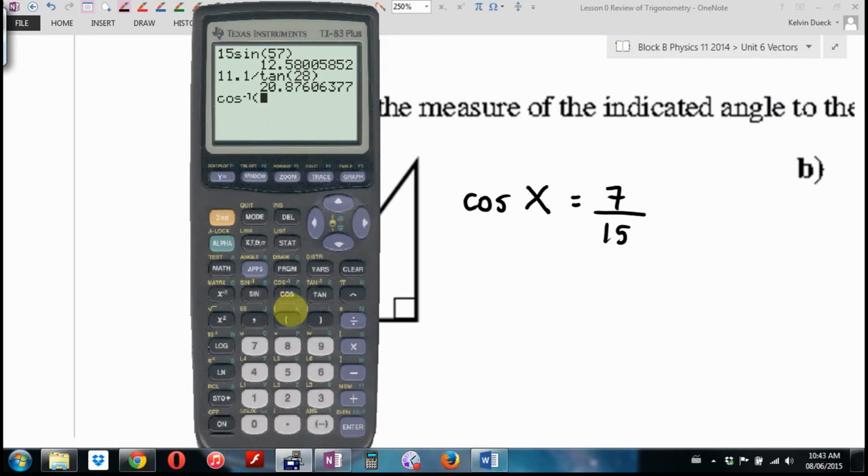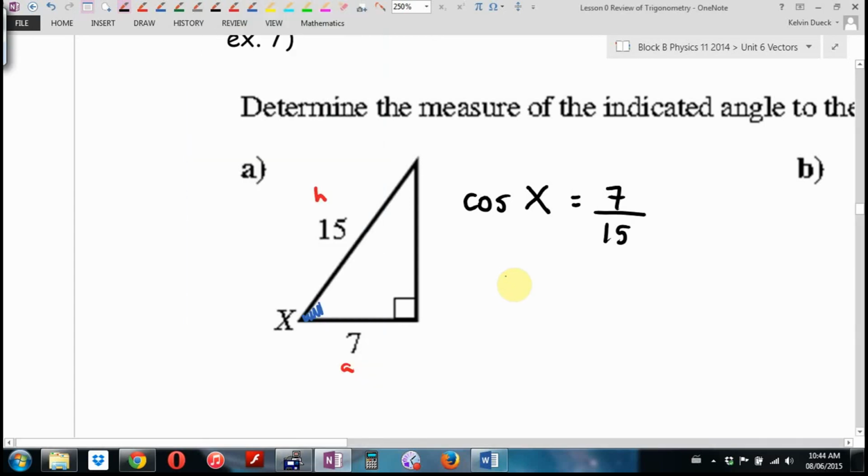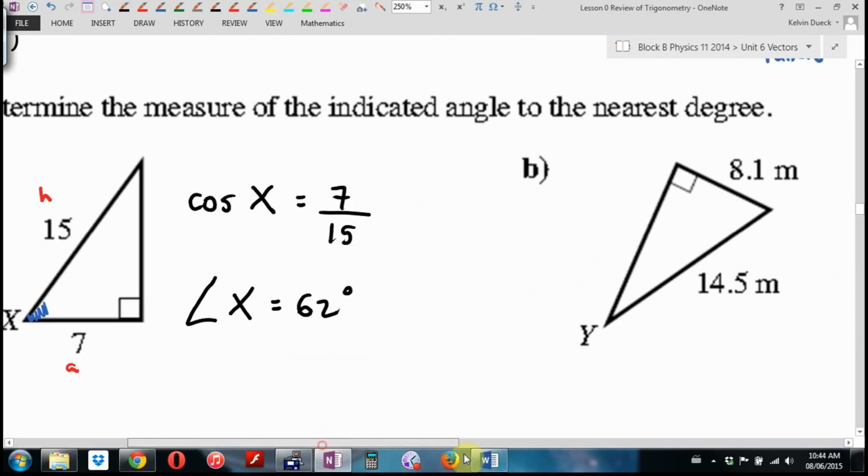Since it's 7 over 15, if you don't have a bracket open automatically, you will have to hit bracket 7 divided by 15. Otherwise, your calculator won't know that you want to go the shift cos of that whole thing. If you just go shift cos of 7 over 15, I don't think you'll get the right answer, because the correct answer is 62 degrees. I'll pause and see if you can get that. There's the symbol for angle. The symbol for angle is actually an angle. Angle x equals 62 degrees. To the nearest degree, yeah.